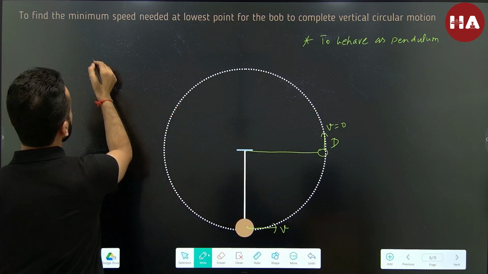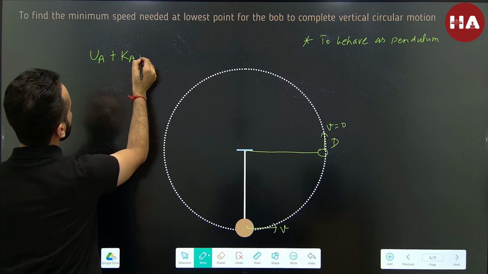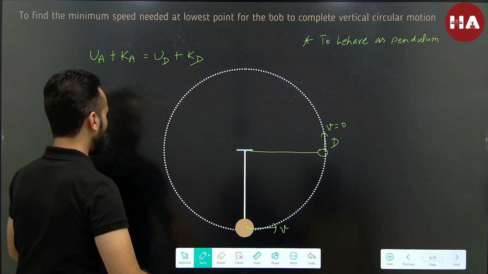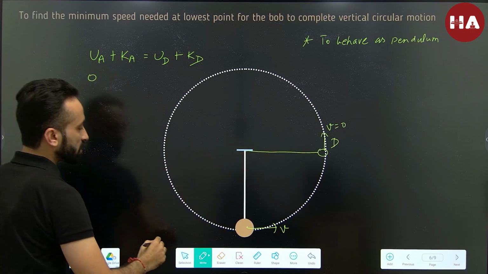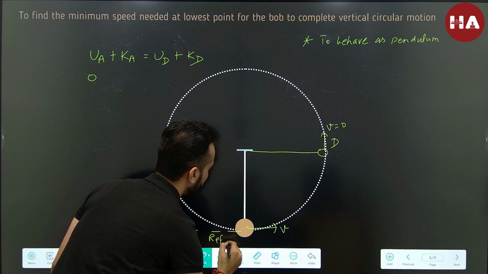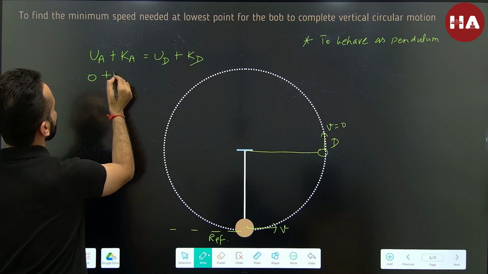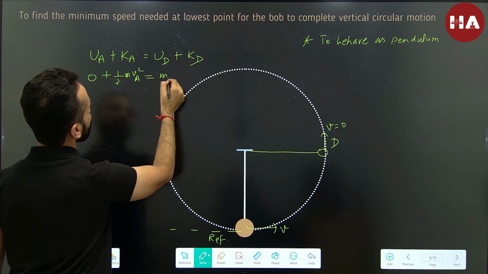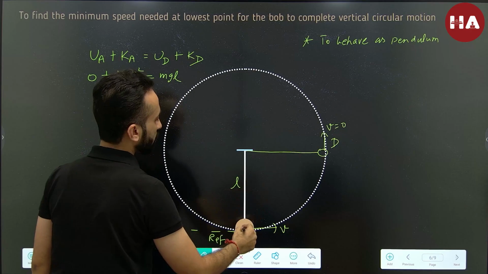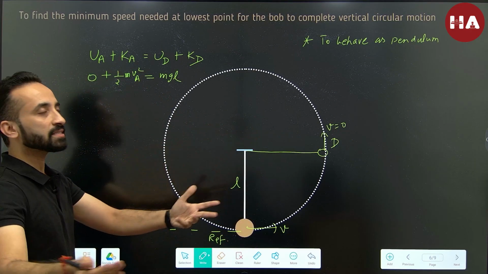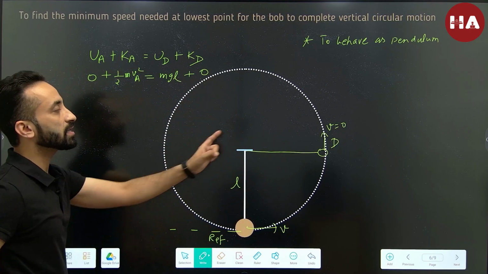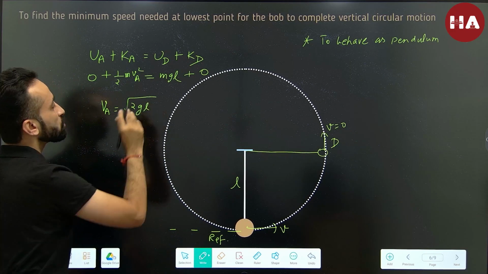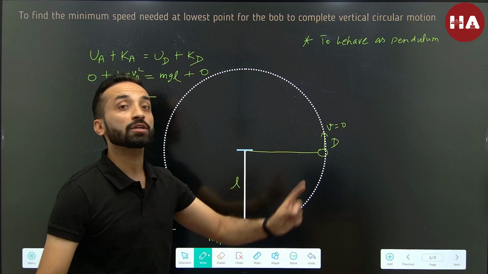So you will quickly write UA plus KA equals UD plus KD, that is initial potential plus kinetic is equal to final potential plus kinetic. Now what is initial potential? Since we are taking this as the reference, 0. What is this? Half m VA square. What is this? mgL. Alright. Why? Because the height difference from here to here is L. And what is the kinetic energy at D? 0. So the value of velocity at A turns out to be root 2gL. So this is the limit. You cannot give a velocity more than root 2gL.